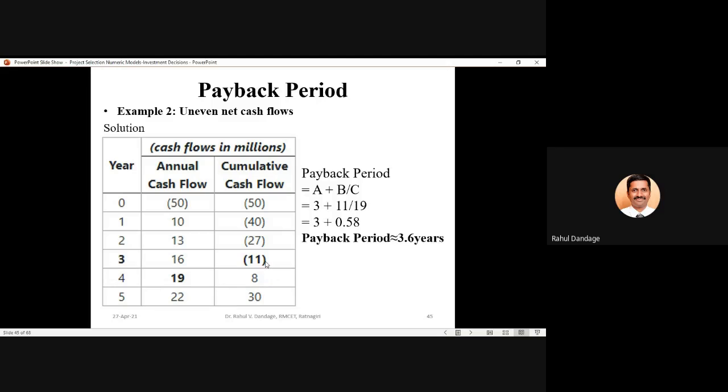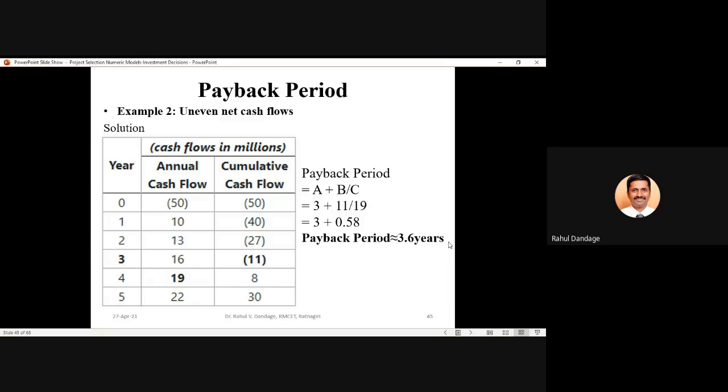After period 3, the cumulative cash flow is getting changed from negative to positive. Then B is nothing but the negative cash flow corresponding to that last period, that is 3. So 11 divided by the annual cash flow for the next period, that is period 4. So 3 plus 11 divided by 9, that is 0.58. So we can say approximately the payback period is 3.6 years.